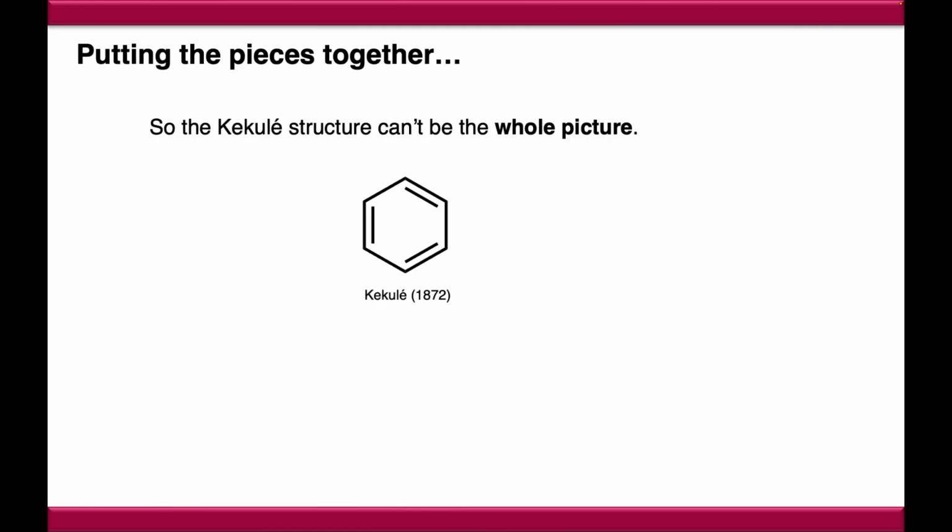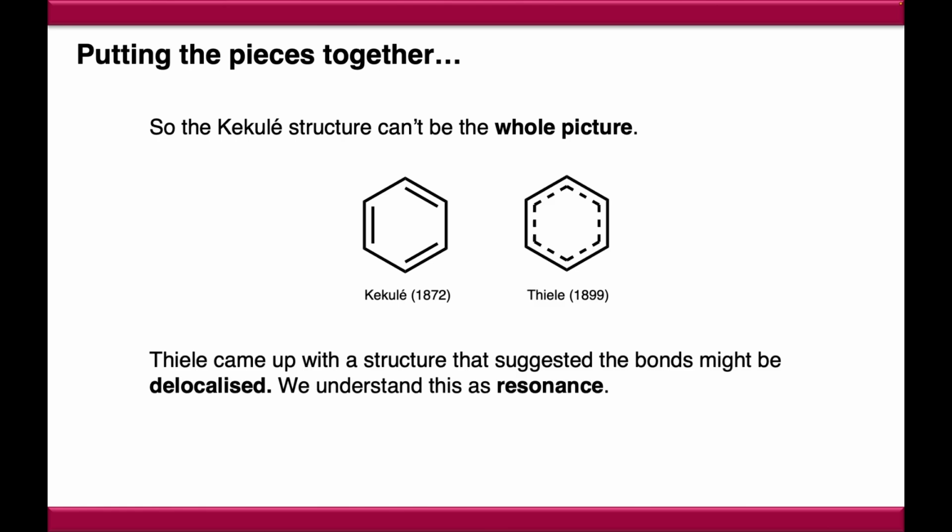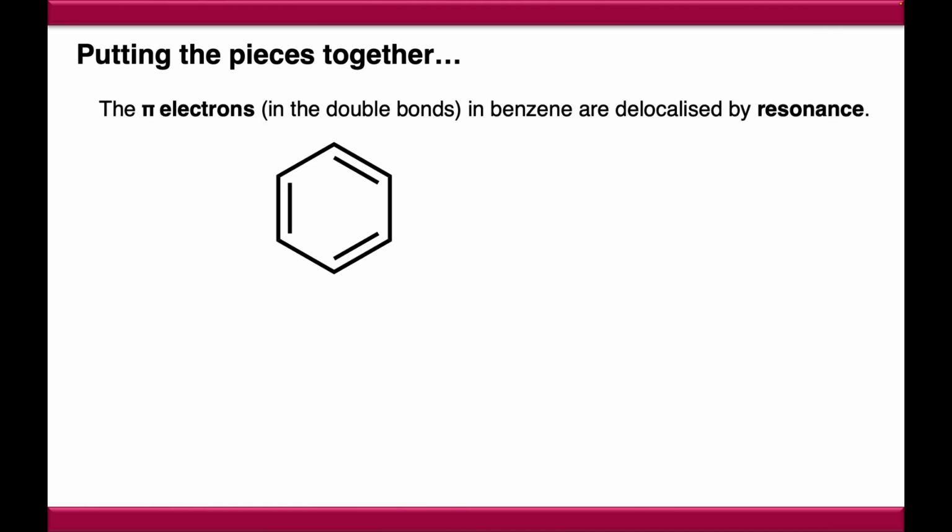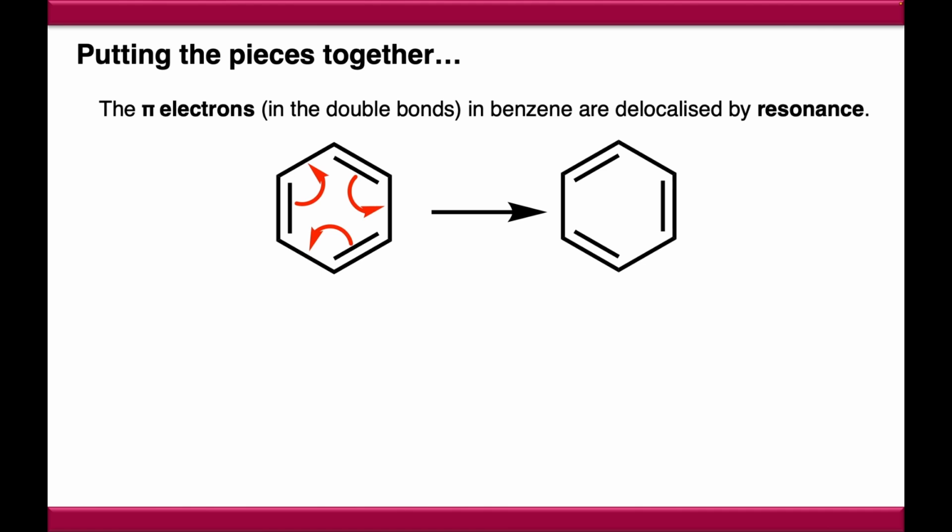And we figured out that the Kekule structure can't be the whole picture. And Thiele actually proposed that there was something unusual going on and proposed that there was a delocalized set of electrons throughout the ring. And that's what we now understand is what's going on. So this is the resonance picture of benzene. If you draw a Kekule structure like this, you can push the pi electrons around in a circle, okay, from here to here to here, and you will end up with a different structure, which is a resonance form of the same compound.